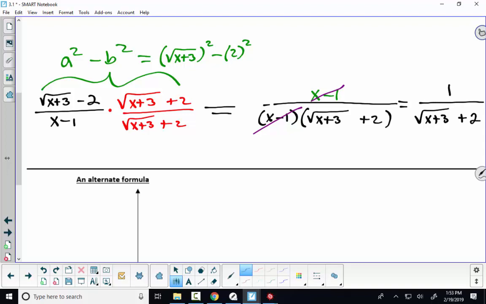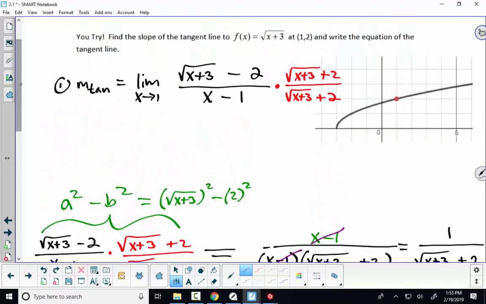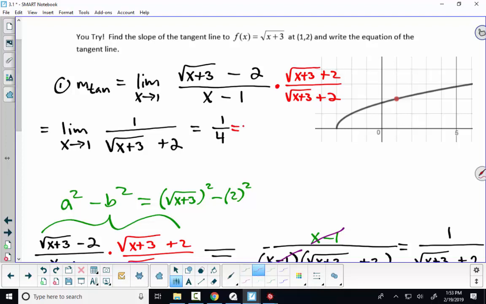So that's what it simplifies to. The original function we were working with is equivalent to that function there. Just simplify it. So we're computing the limit as x approaches 1 of the function 1 over the square root of x plus 3 plus 2. The function's continuous at x equals 1, so we just plug 1 directly in, and we get 1/4 for the slope of the tangent.